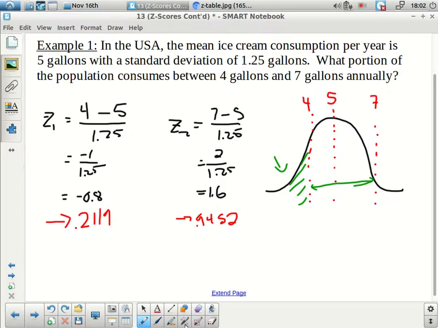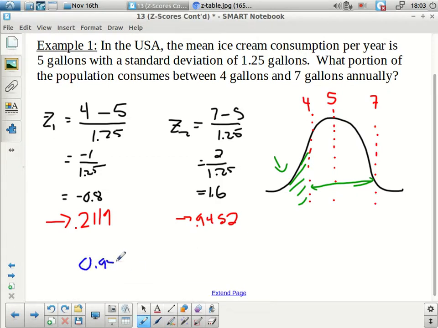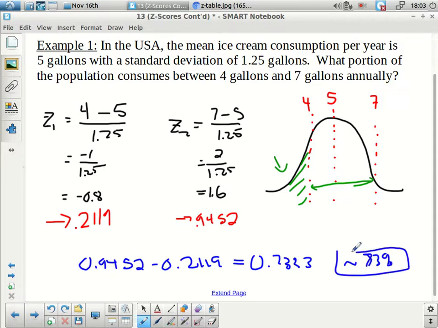Now I'll just take our larger percent, so I had 0.9452, and I'm going to subtract 0.2119. And I get 0.7333. So it's about 73%. So about 73% of the American population consumes between 4 and 7 gallons of ice cream per year.